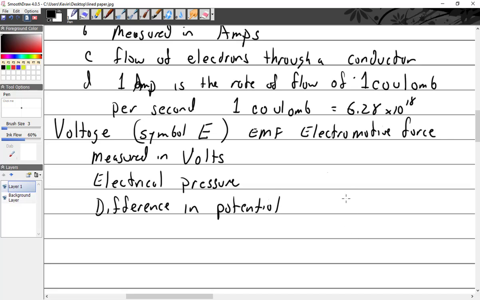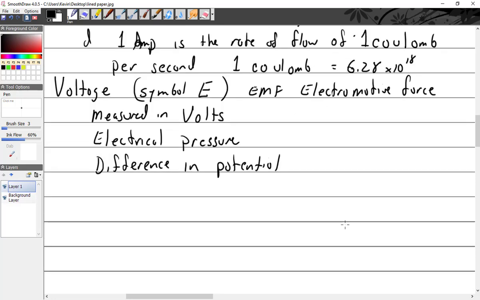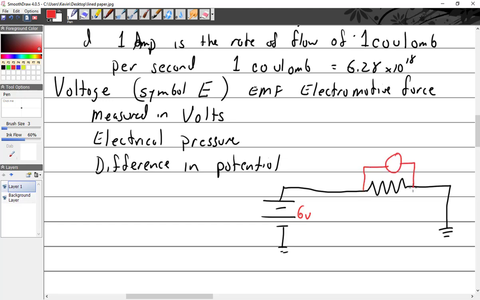So, exactly what do I mean by difference of potential? Well, if I were to draw a battery, and a wire, and then a resistor, and then we'll ground that out so I have a complete circuit, and we'll say this is a 6-volt battery. What's my voltage drop across here? So I put a voltmeter right here. What's a voltmeter going to read? 6 volts. What's the voltmeter going to read right across here?